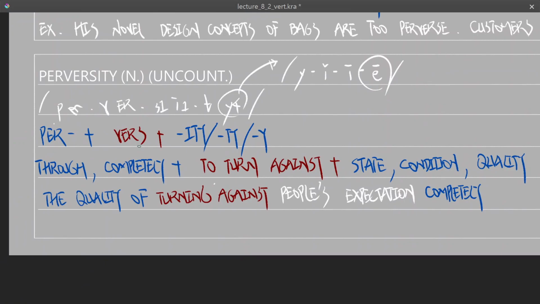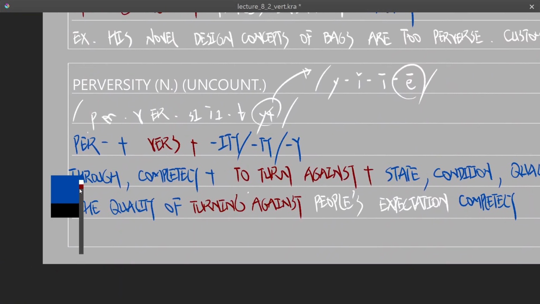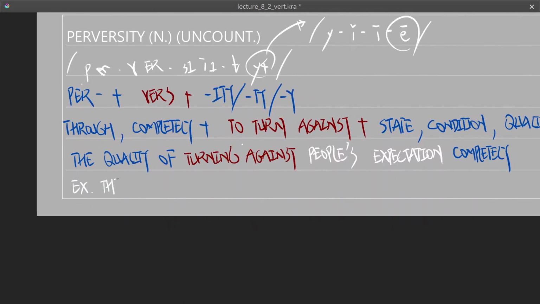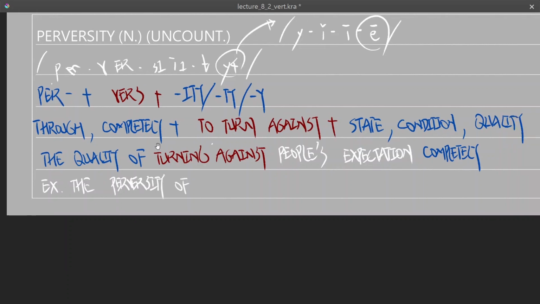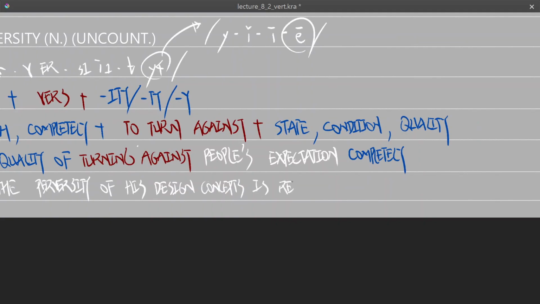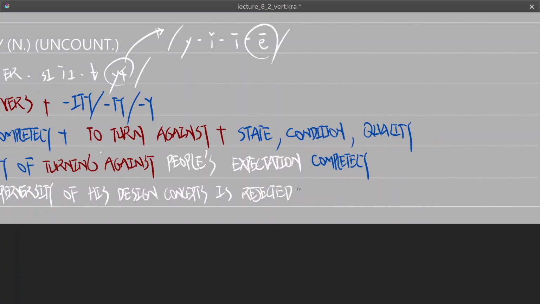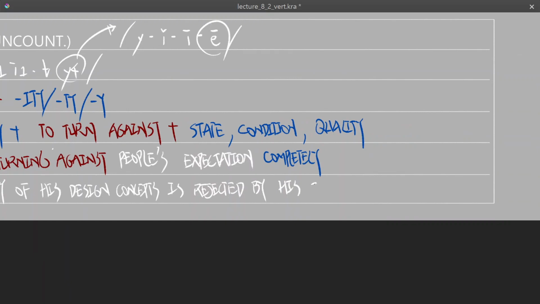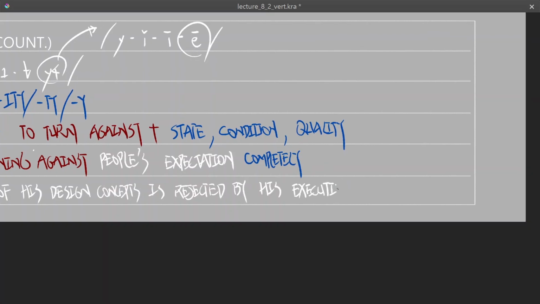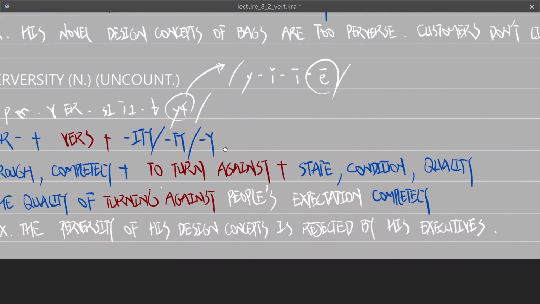Cool. Perversity. So, for example, we could say: the perversity of his design concepts is rejected by his executives because it's too perverse.